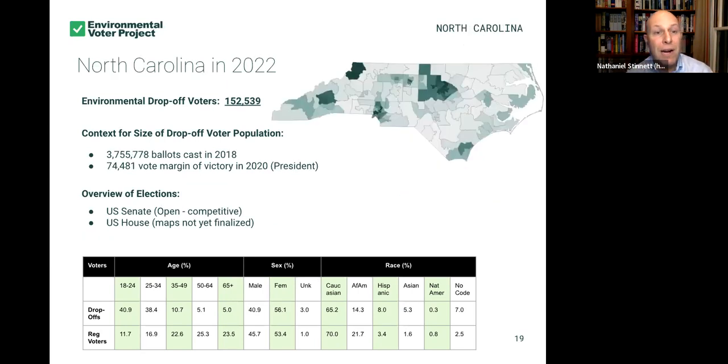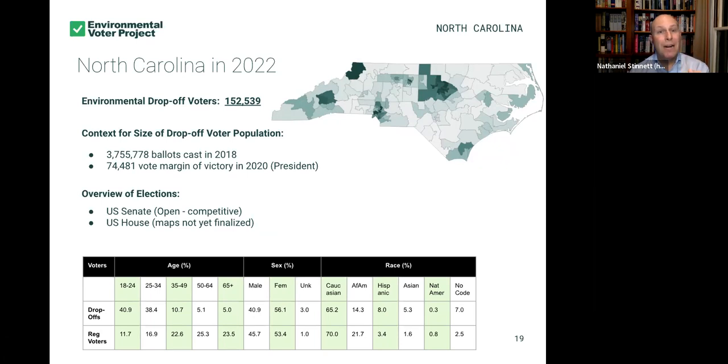All right, North Carolina, 152,539 of these environmental drop-off voters. Lots of urban clustering, huge overrepresentation of Hispanic and AAPI voters. Maybe you've seen in some previous states, in all of these states, white voters are underrepresented among these environmental drop-off voters. And to a lesser extent, Black voters are underrepresented.